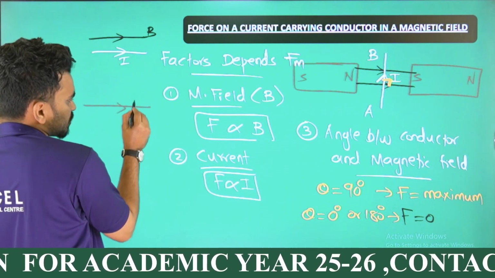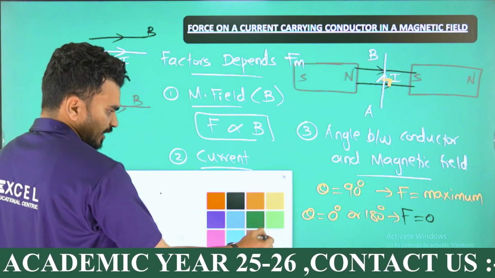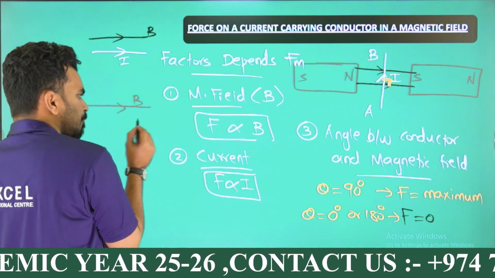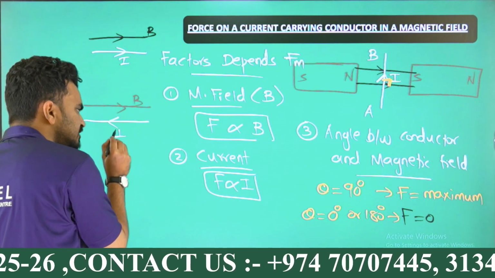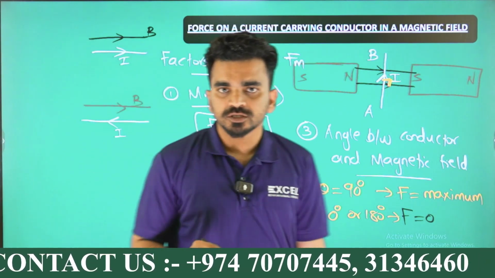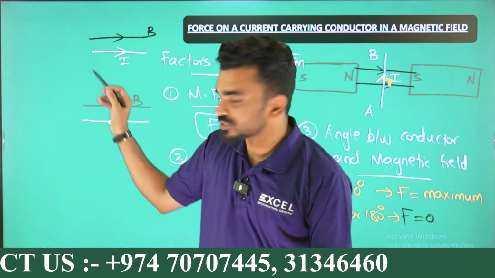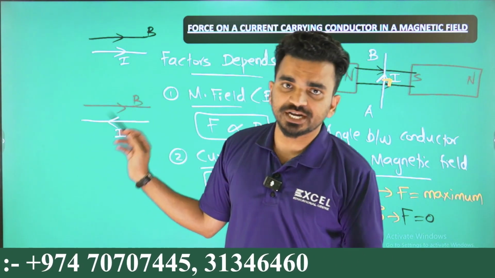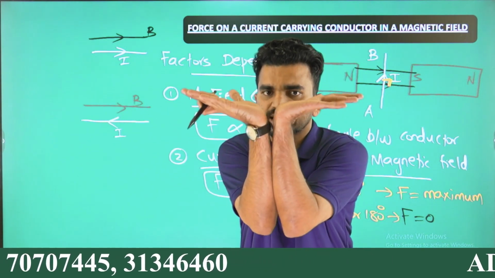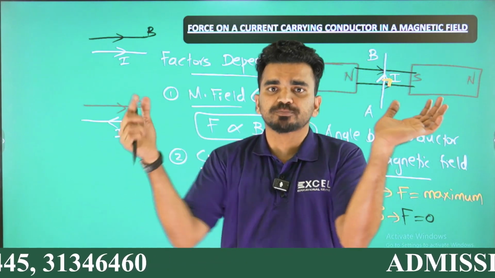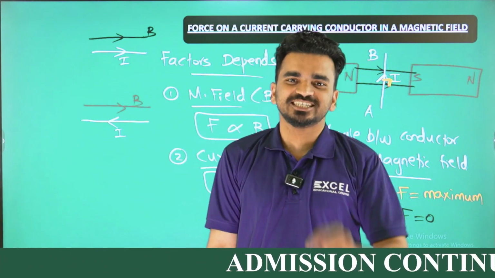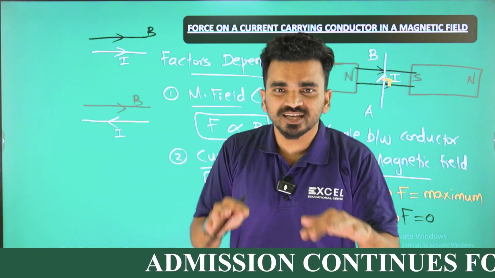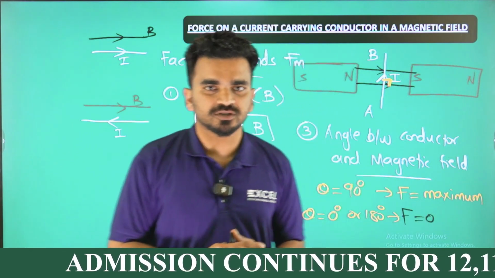Magnetic field is to the right side and the conductor is parallel, but the current is opposite in direction. So this is what we call the angle 0. This is what we call the angle 180 degrees. Two opposite ends of the protractor, what's the angle? Look at this angle, how much is it? 180 degrees. So in both cases the force is 0. I hope you got it.